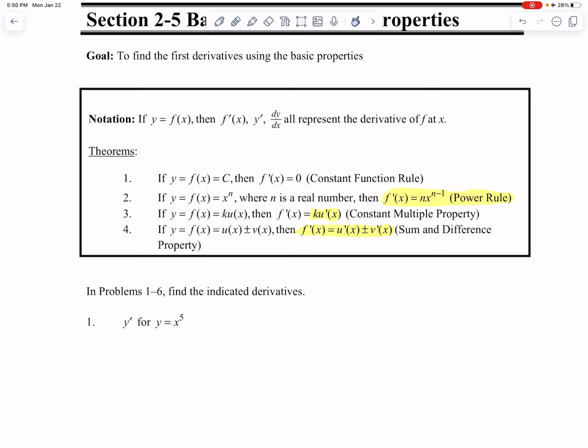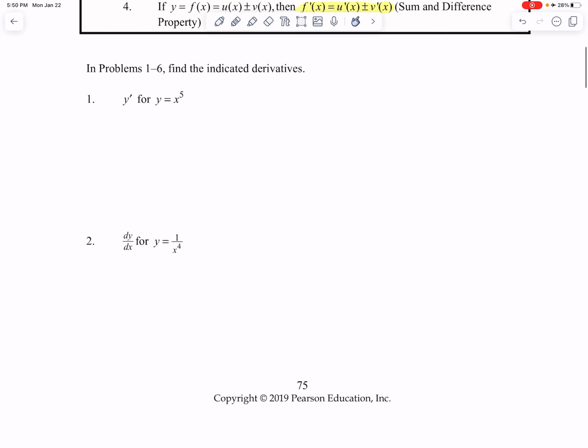Okay, let's do some, because the best way to understand definitions and properties is by doing. In problems 1 through 6, find the indicated derivatives. So we want y prime when y equals x to the 5th. We're going to use the power rule. We've got y prime. What we're going to do is bring that 5 down, so we have 5x. Then we have to subtract 1 from the exponent, 5 minus 1. So now we've got 5x to the 4th. There we go.